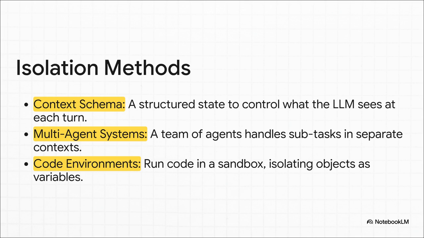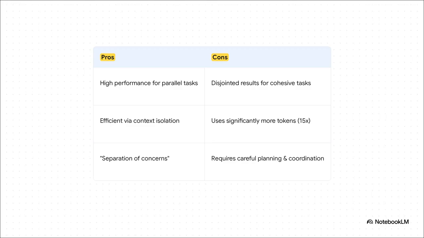But the most powerful and definitely the most controversial way to do this is with a multi-agent system, where you basically create a whole team of sub-agents, each with its own little isolated context window. And yeah, this multi-agent idea is a huge point of debate right now because the trade-offs are pretty massive.